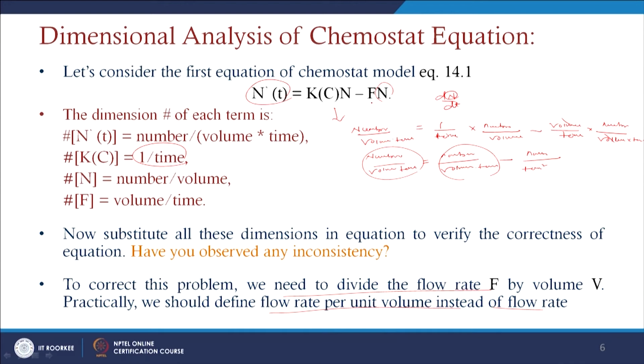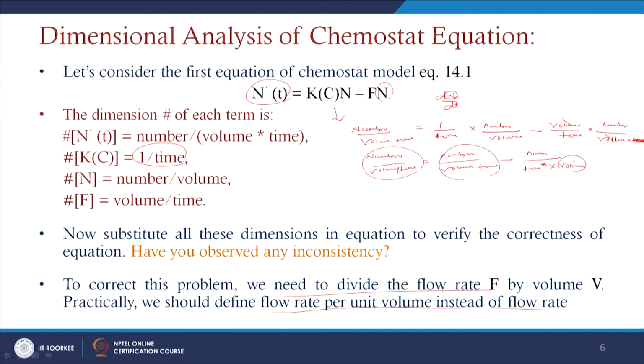So F is defined here as volume per time, then we have N, which is a number per volume. Sorry, not per time, number per volume here. So this will be number per time only. So we see that the left hand side, number per volume into time, equals number per volume into time minus number per time only. So that's why there is a discrepancy, or a deficit of volume here.